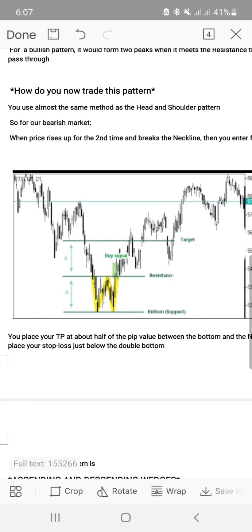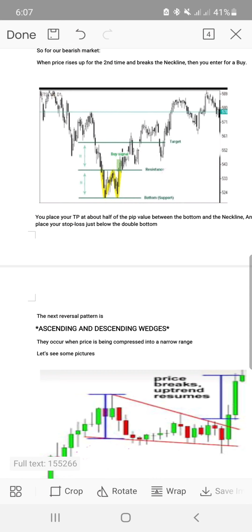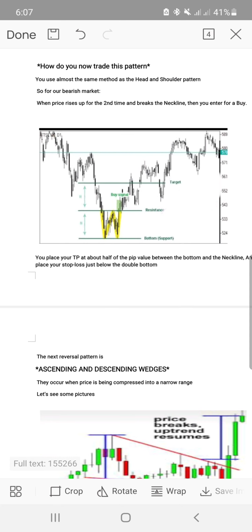There's no big deal about using this pattern, double tops and double bottoms. So before we go to these two patterns, we just talked about head and shoulder patterns and double tops and double bottoms. They are reversal patterns, reversal chart patterns. That is to say, anytime you sight them, it means that the market is changing direction, right? So now the next topic we're going to talk about is continuation chart patterns.